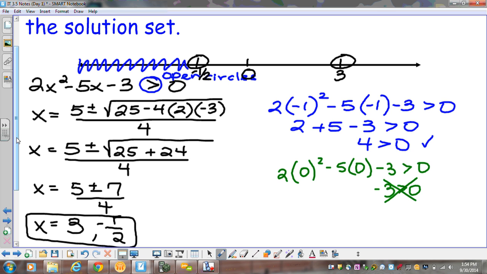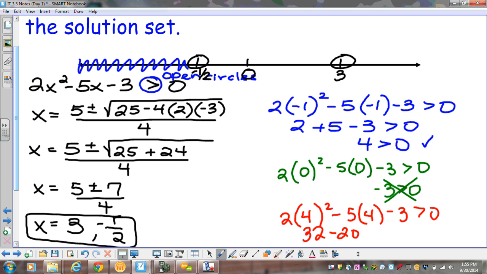Have to show at least a little something. All right, so nothing works inside because 0 didn't work, so let's try something after 3. 4. You want to try 10? That's fine. So let's plug in a 4. So 2 times 4 squared, minus 5 times 4, minus 3. So 4 squared times 2 is 32. Minus 20. Minus 3. So that's 12. 12 minus 3 is 9, greater than 0? Yes, it is. So that means I shade past 3.